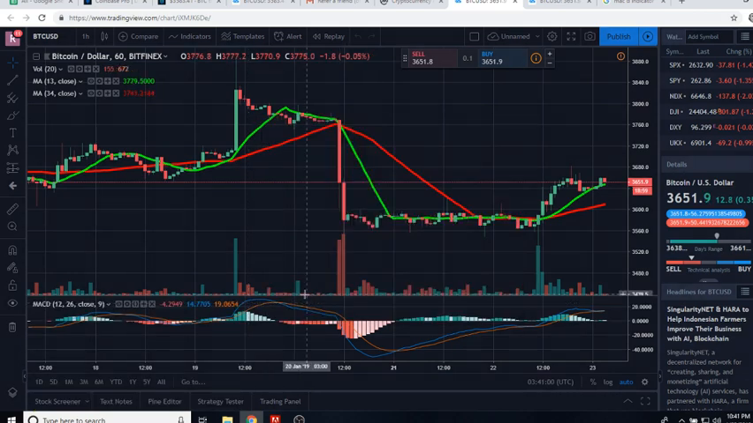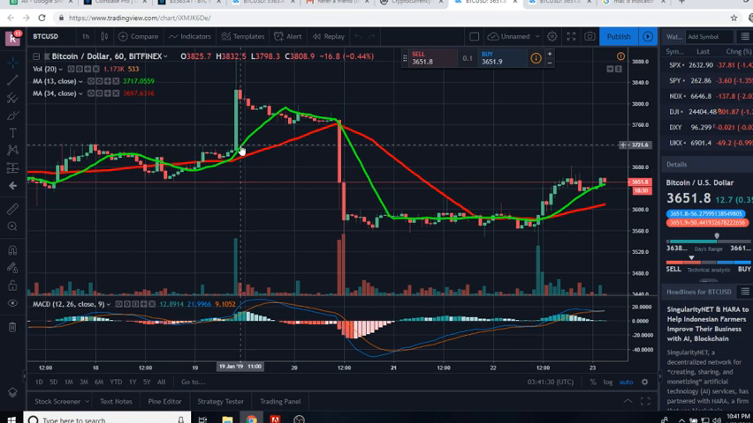So, for example, had you bought right here at this cross, this was on January 19th. Had you bought this cross, you would have gone in at around $3,700, and we pumped all the way up to 38.79. So another thing I want to say is when you get a cross, it's a signal to buy or sell, but it doesn't tell you when to take profit.